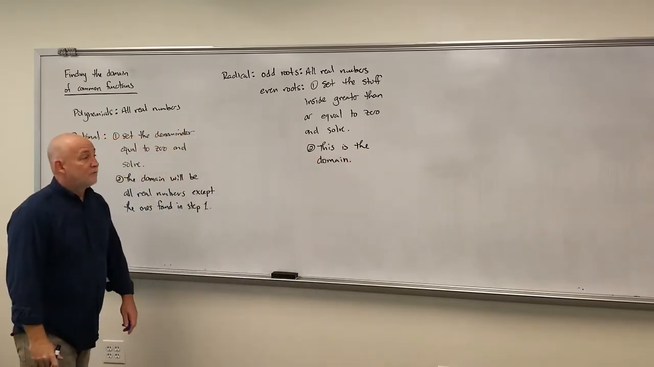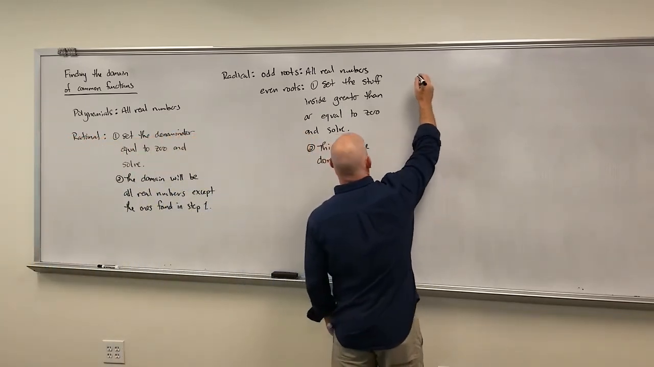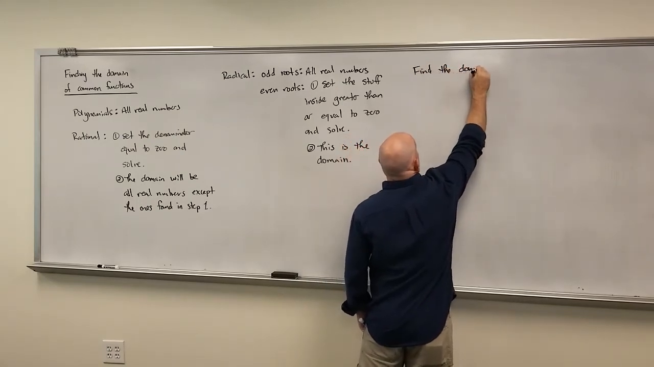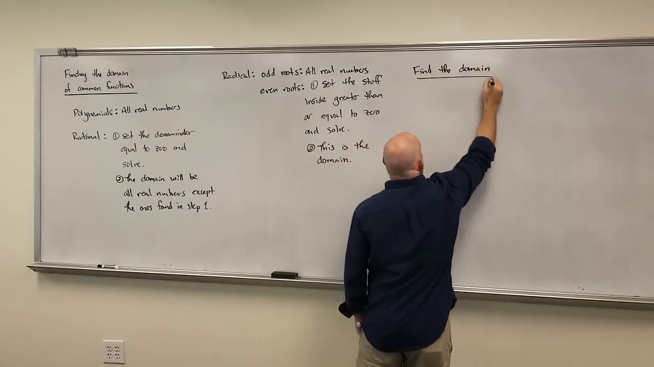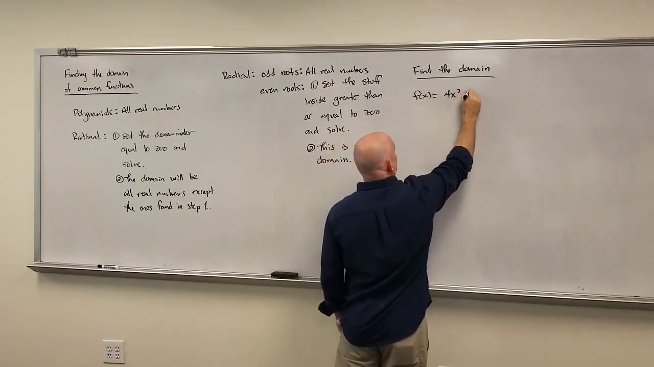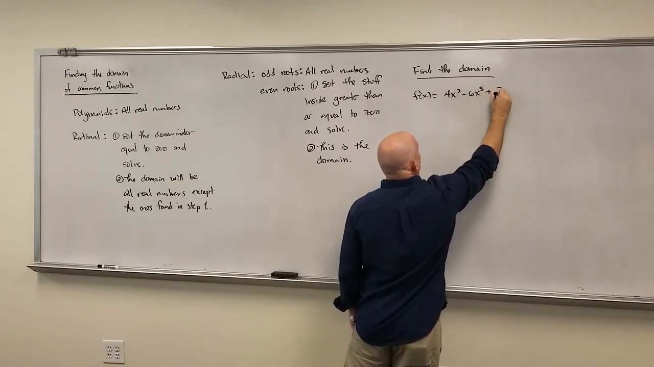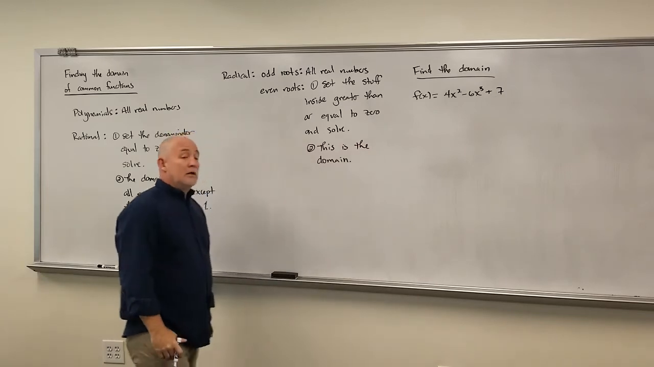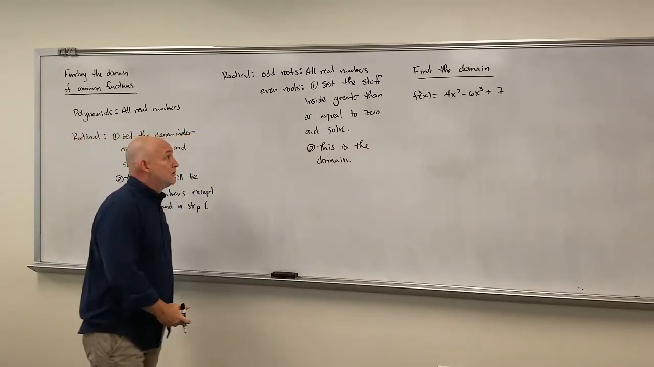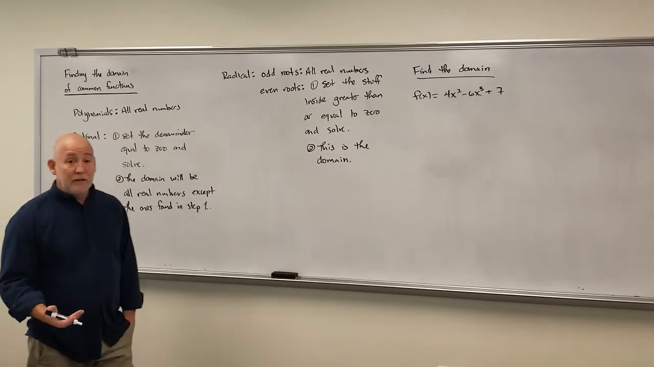Okay, let's just try a few of these real quick so we can kind of see how they all work. So let's say our directions are find the domain. All right, let's start out with something easy. So let's say we got 4x squared minus 6x cubed plus 7. All right, if you were asked to find the domain of this function, the very first thing you have to do is classify what type of function it is. Well, in our case, that's a polynomial.